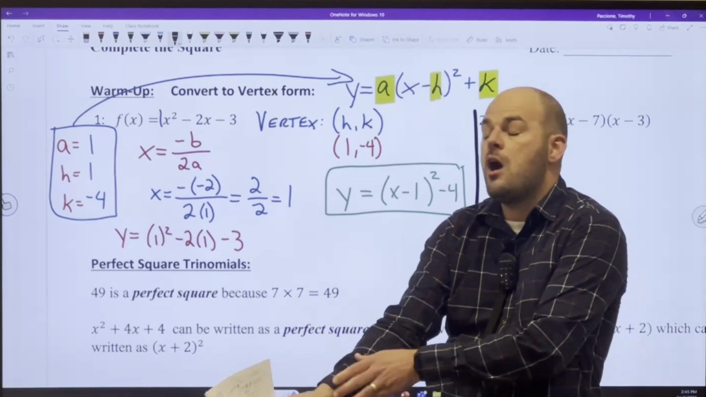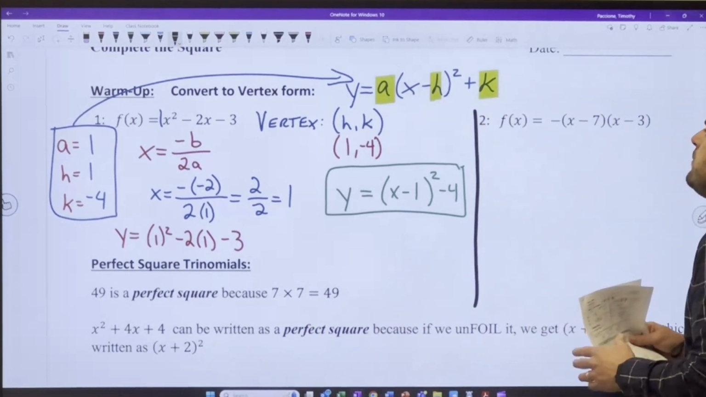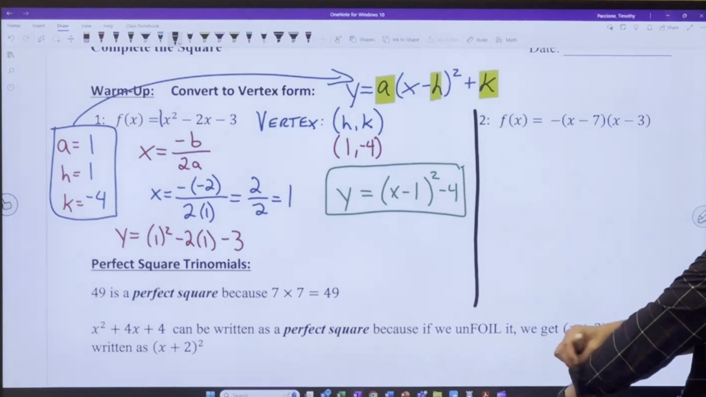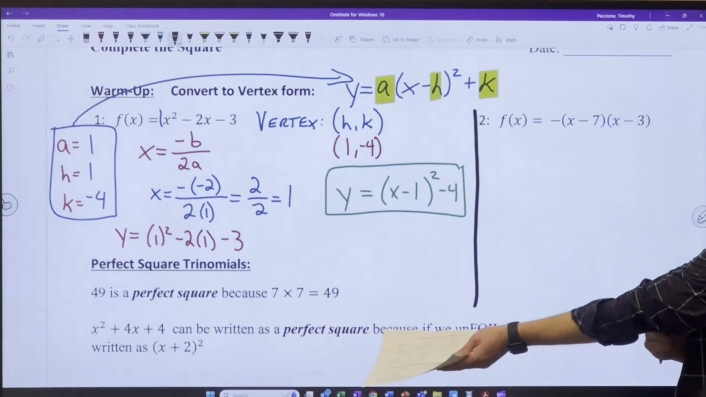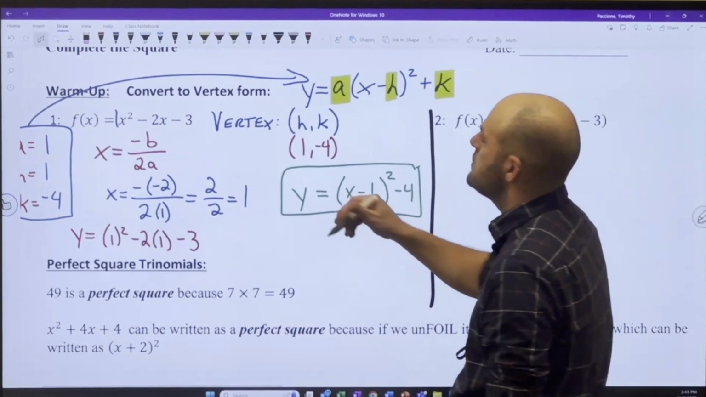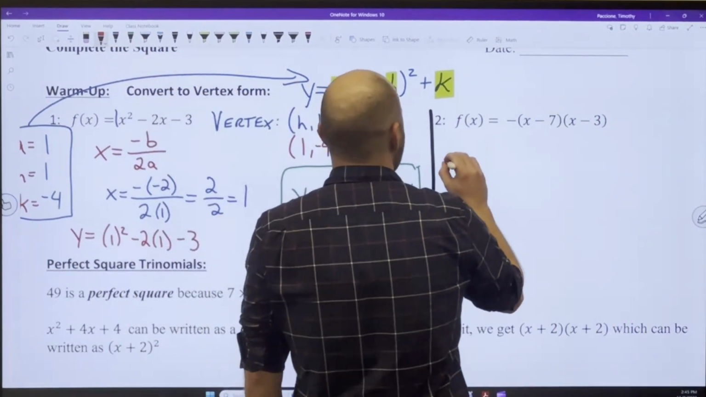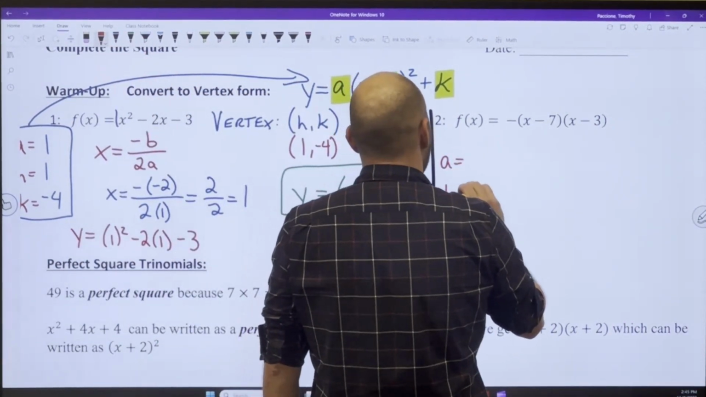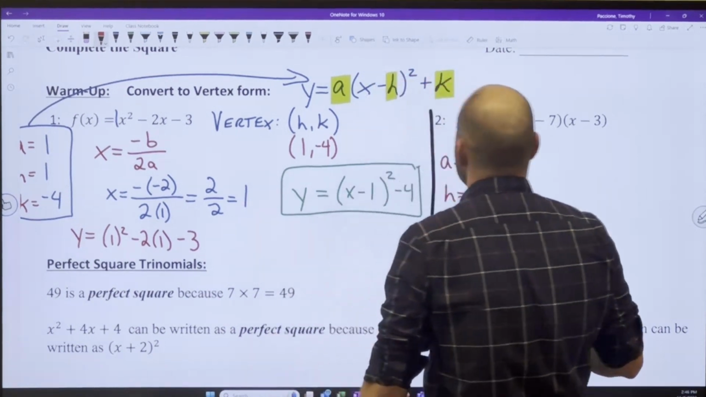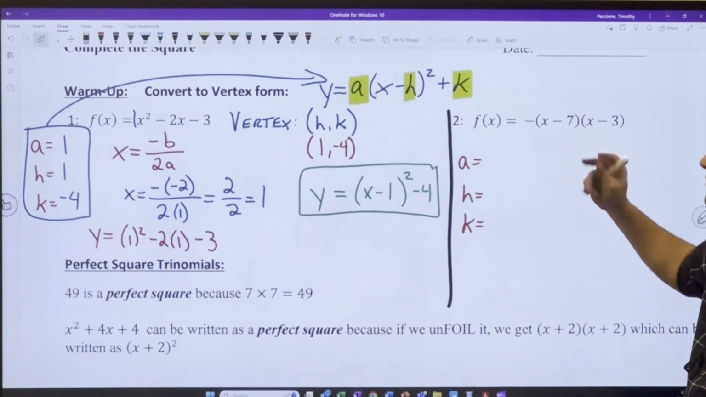Okay, so now if we want to do this in intercept form, we still need the same pieces. We still need our A, H, and K. So my A, my H, and my K are still needed, and I just need to find them from here.